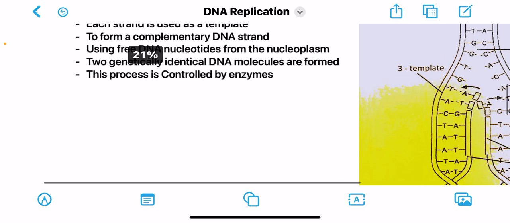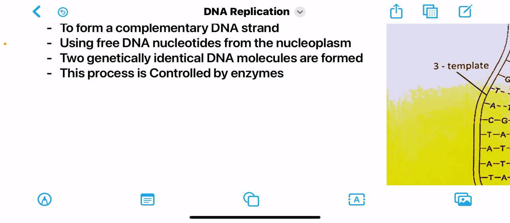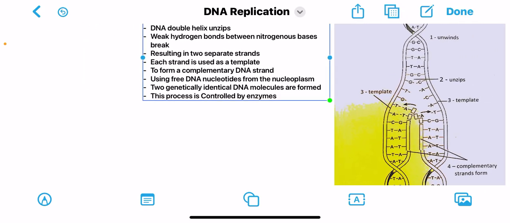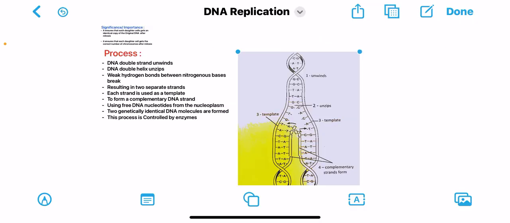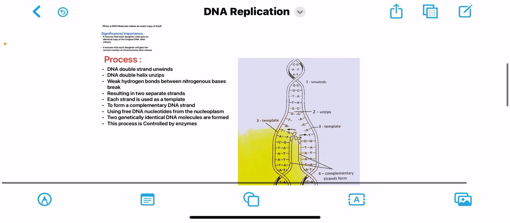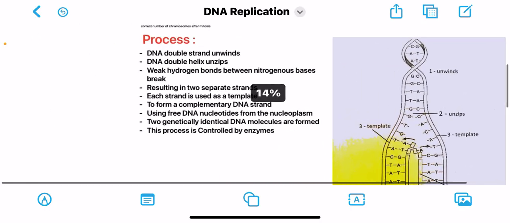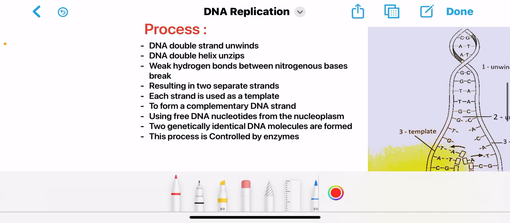Okay? Now, this process is controlled by enzymes. Make sure that you don't forget to include that also when you describe the process. Now, I'm going to restart explaining it again. Now, I say the DNA double helix unwinds. You can see it is unwinding here. The double helix unzips. You can see here it is unzipping.